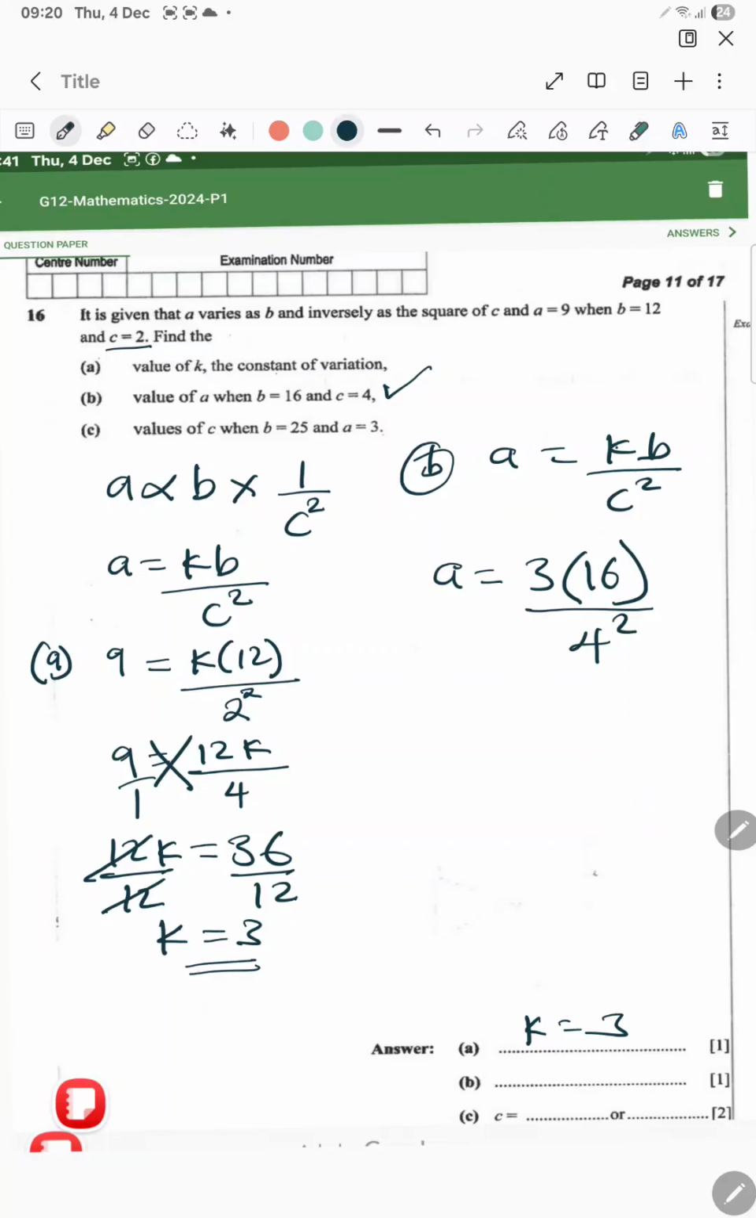So now you replace: a is equal to 3 times 16, which is 48, over 4 squared. 4 squared is 16. Alright, so when you divide 48 by 16, the answer that you are going to get is 3 as well, so you have a is equal to 3. You should also write here that a is equal to 3. So basically this is how you solve questions on variations.